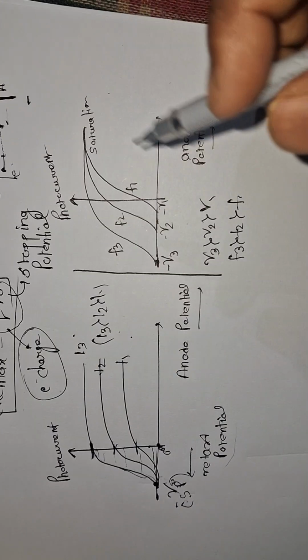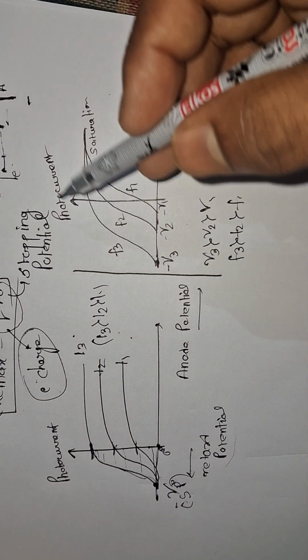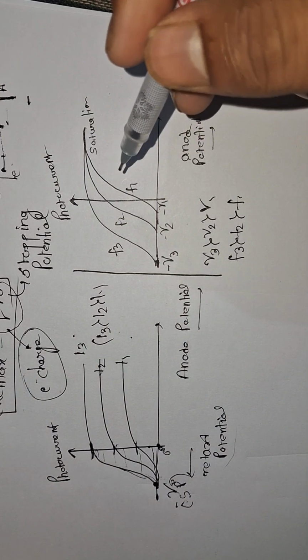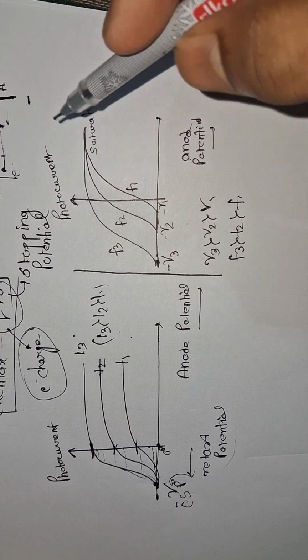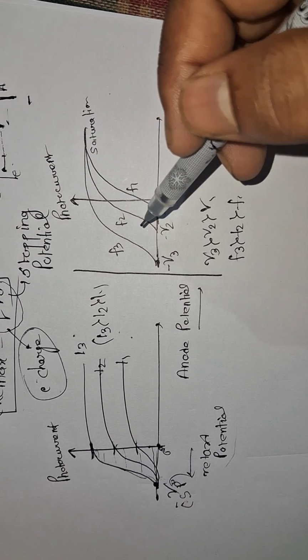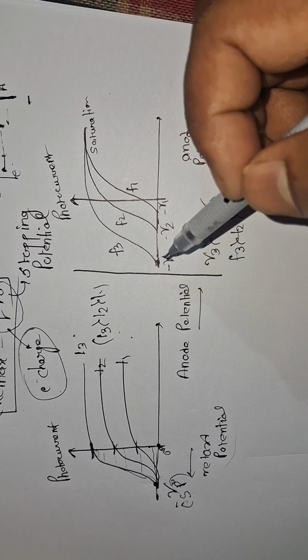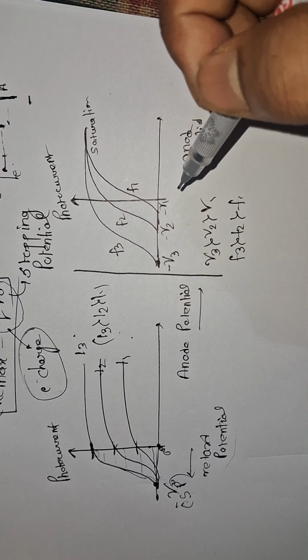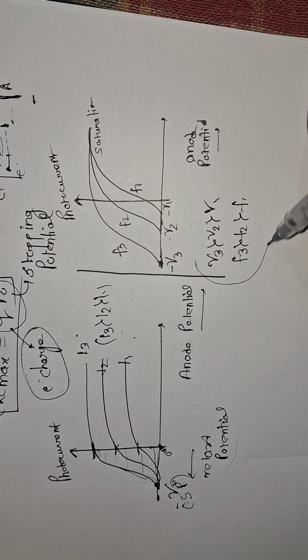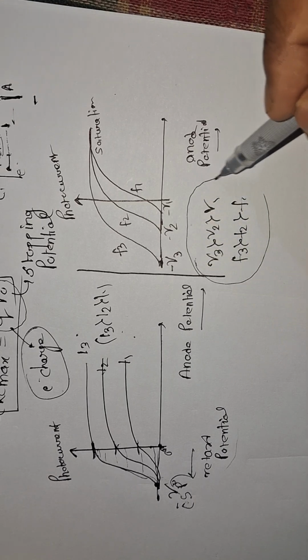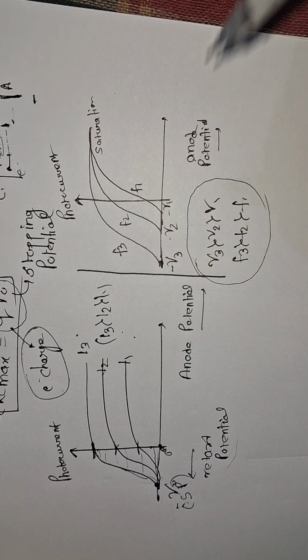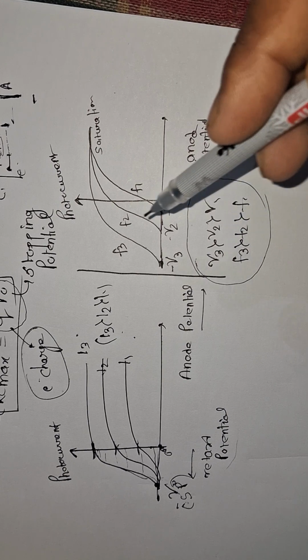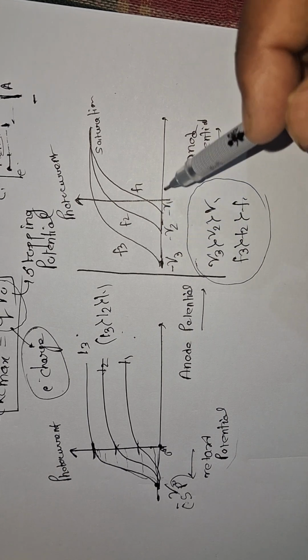Now if we see this graph of photocurrent versus frequency, as I have told you earlier, this graph is a bit different, but the logic is the same. I have already written here. You can see that these are my different stopping potentials.